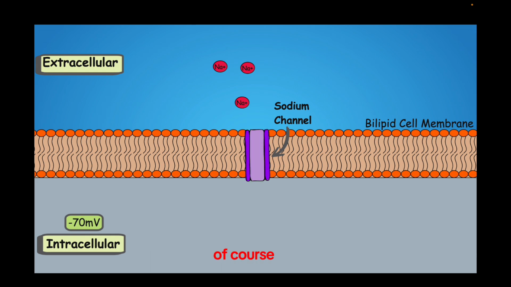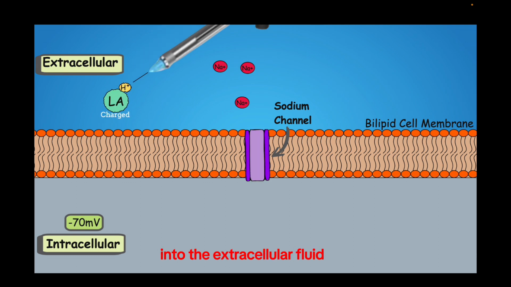Well, of course, there is local anesthetics. So let's deposit some local anesthetic into the extracellular fluid of the tissue near the nerve. Now remember, when local anesthetics are stored in cartridges, they are typically in a charged or ionized form. This is often the hydrochloride salt form, which makes the anesthetic water soluble and stable for injection.